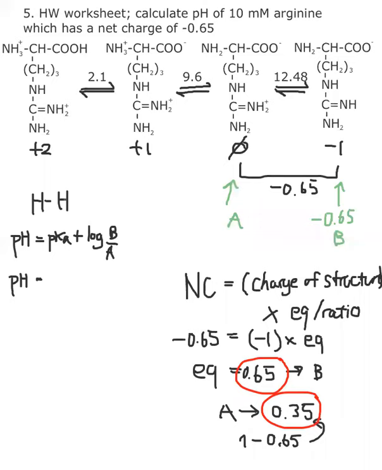So using the Henderson-Hasselbalch equation, the pKa in this case needs to be at this point, which is 12.48, plus log of B, which is 0.65, divided by 0.35. And you can calculate the pH and you get 12.75 as the answer.